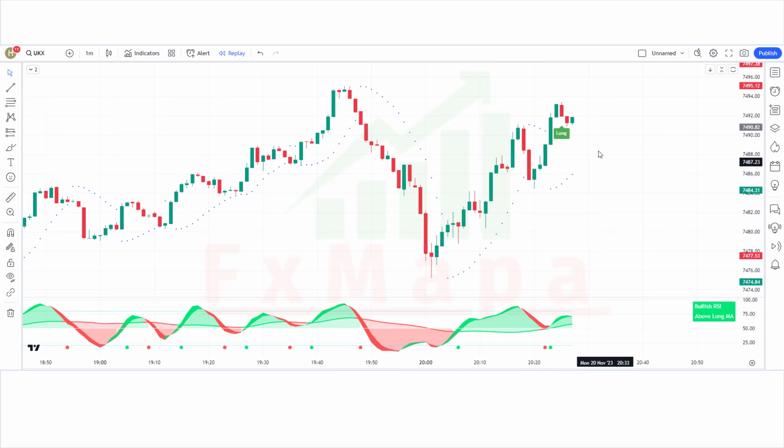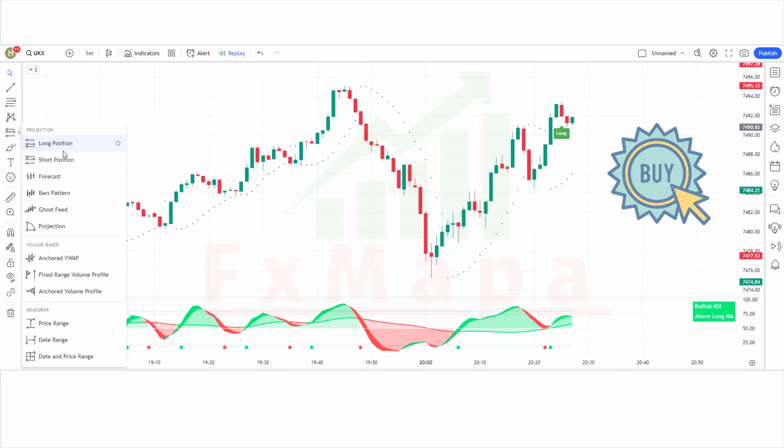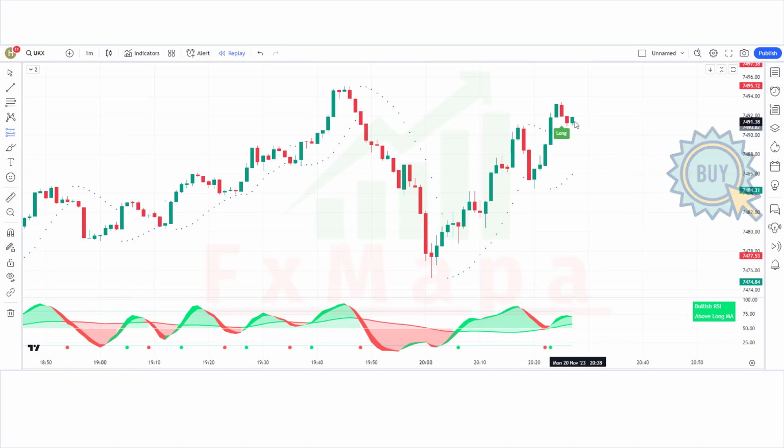We have got the signal. Here the Relative Andean Scalping indicator has given us a buy signal. The market has made a bullish candle to give confirmation. The scalping and swing indicator's long MA line should be above the 50 level. So all our conditions are being fulfilled, so we are placing an order to buy.